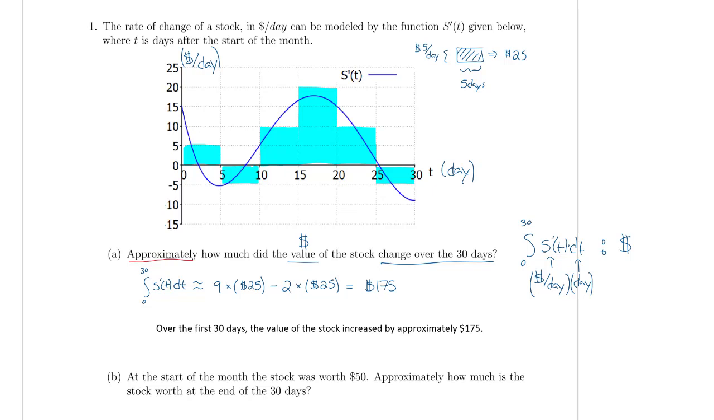Part B tells us some information about the value of the stock at the start of the month and asks us about how much the stock is worth at the end of the 30 days. So these are values in dollars, and so this is not asking about S prime, but it's actually asking us about the function S. So we can know about that function by using our fundamental theorem of calculus. So the pieces of information that they're giving us are about the value of the stock at the start of the month. So this first statement is actually telling us that S of 0 is $50 in this case.